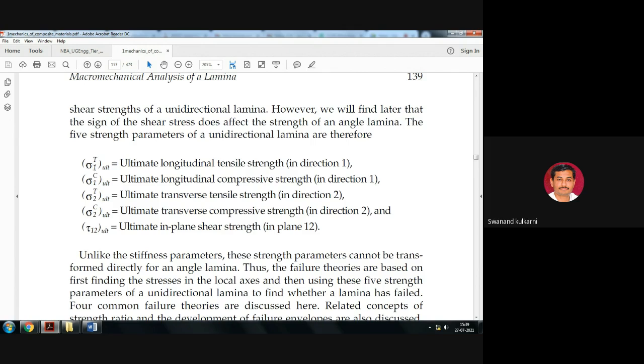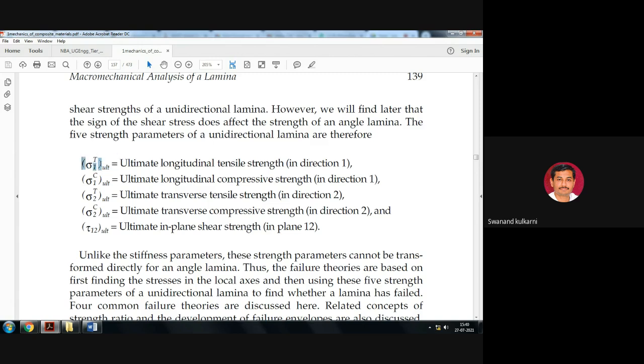this 1 refers to the direction 1, because the reference direction is considered 1. And here T represents tensile. So sigma 1T represents the stress in direction 1 which is tensile in nature. ULT, that is the ultimate, because yield and ultimate, both kinds of stresses are there.